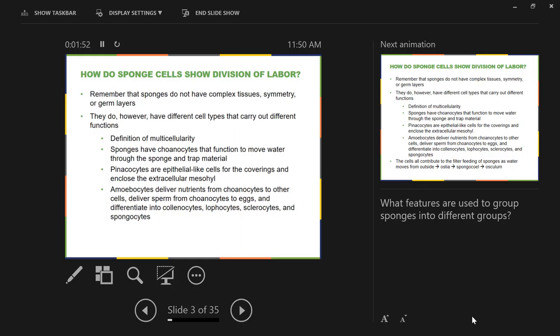So they also lack symmetry. They have no symmetry, right? We have animals that are radially symmetrical, and we have animals that are bilaterally symmetrical. Sponges are the only animals that have no symmetry, okay? These are important things to keep in mind to be able to use to talk about sponges, all right?